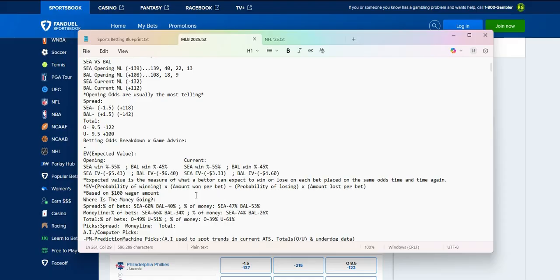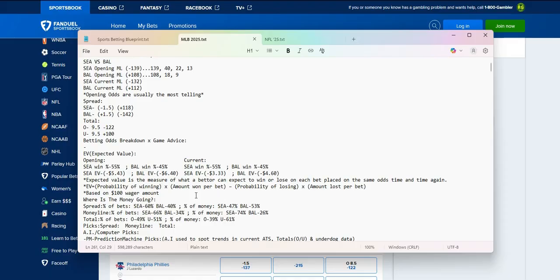Over under looks like this, and it is at 9.5. Over is getting, so basically it's about 50-50, 49% of the betting going over, 51% going under, 39% of the money going over, and 61% of the money going under for the total.